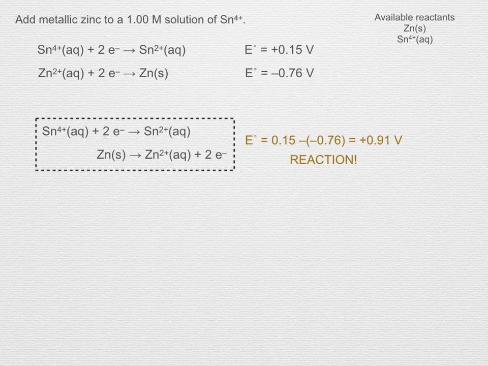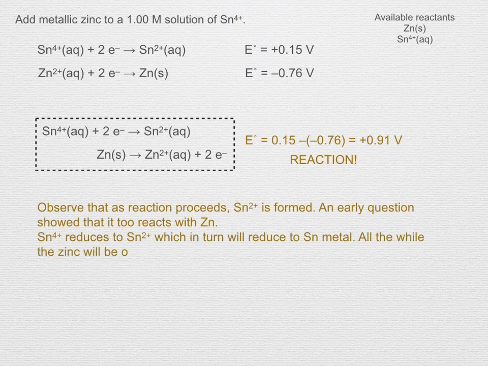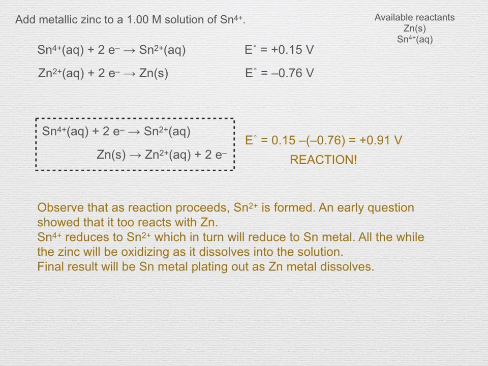It will react. Now, the only wrinkle to add to this question is to note that when the tin 4+ reduces to tin 2+, the tin 2+ can further react with the zinc, we saw that earlier, and reduce to metallic tin. So the end result is zinc dissolving and metallic tin plating out of the solution.